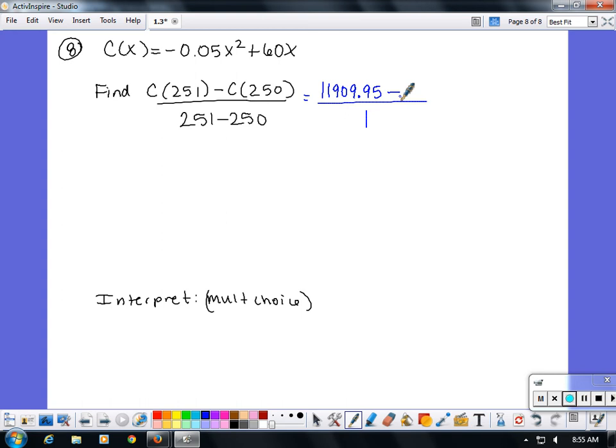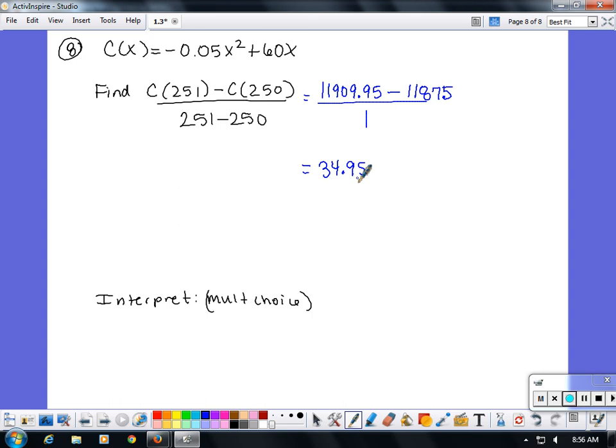We're going to subtract off, plug in 250. So negative, let me make sure I did that right. Negative 0.05 times 251 squared plus 60 times 251. Yeah, okay. Now plug in 250. Negative 0.05 times 250 squared plus 60 times 250. 11875 even. So if I take 11909.95 and subtract off 11875, you get 34.95.